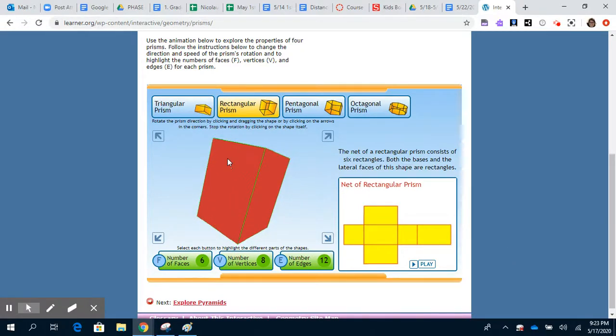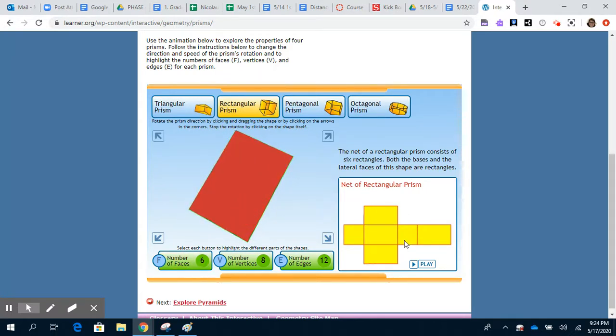A rectangular prism looks like this. So this is a rectangular prism on the computer. Another rectangular prism might be like a cereal box, a tissue box, or even a block that you might have at home. So this is a rectangular prism. It's called a rectangular prism because it has 6 faces that are all rectangles.